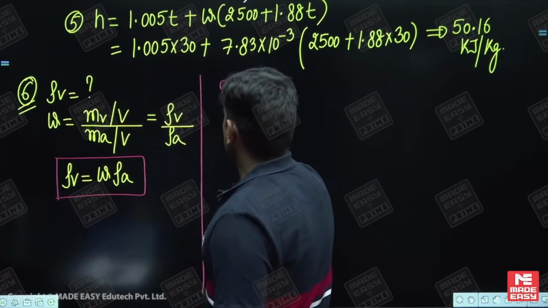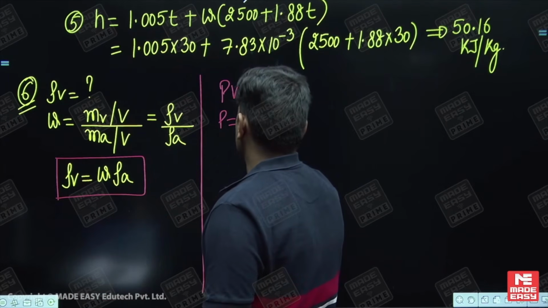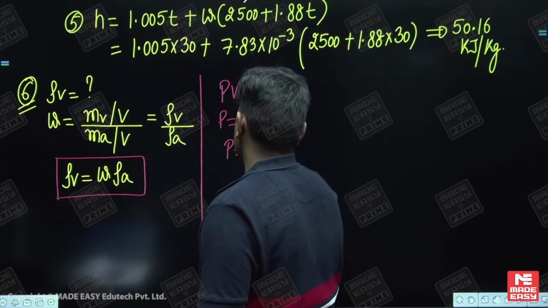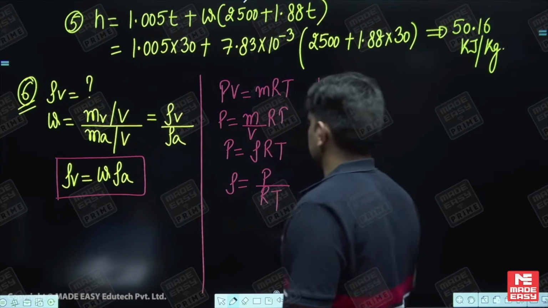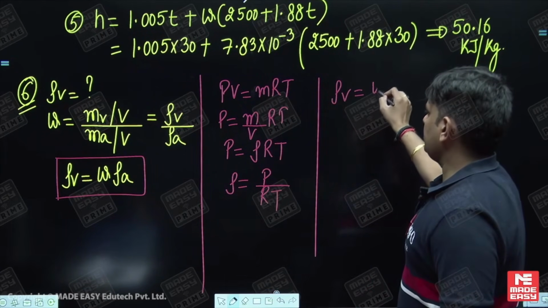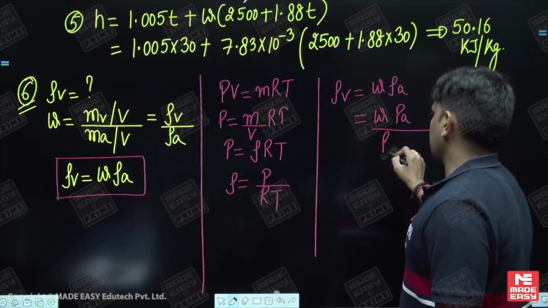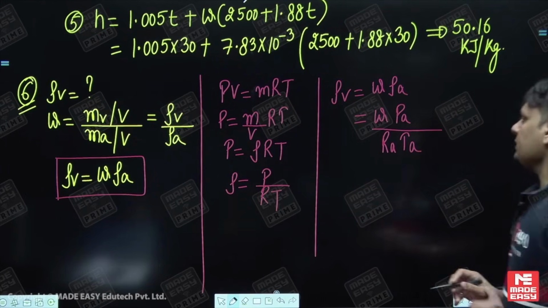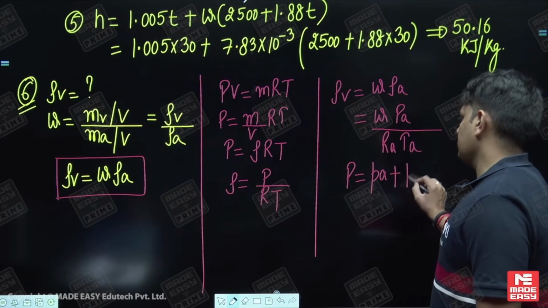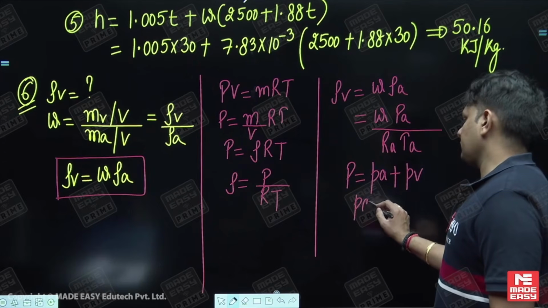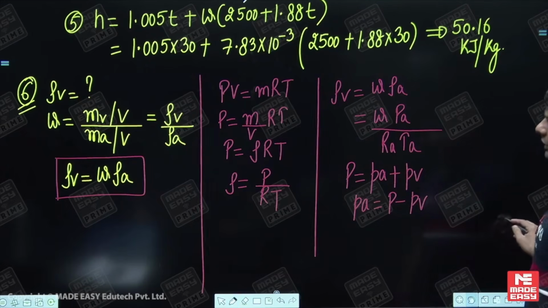Now PV is equal to MRT, so mass upon volume into RT, so P is equal to rho RT. So density is equal to P by RT. Now we are interested in vapor density, the omega times density of air. So omega into PA upon R of A into capital T. If you want to find the partial pressure of dry air, use Dalton's law of partial pressure. Total pressure is the summation of the partial pressures of dry air and water vapor, so P minus PV.